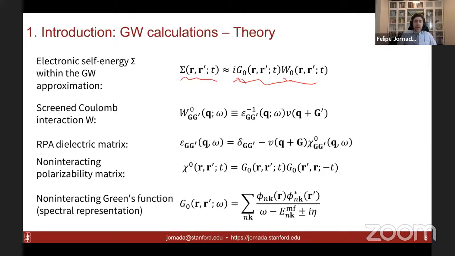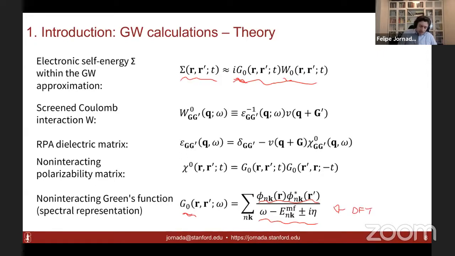So if we need to compute this, what do we need? Well, we need to compute the Green's function G, a spectral representation. That's basically the inverse of the Hamiltonian. So basically the wave functions in the numerator and the energy in the denominator. And this is something that we can compute within DFT, for instance.